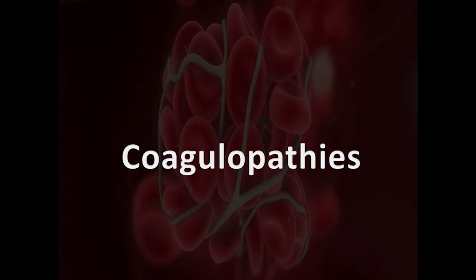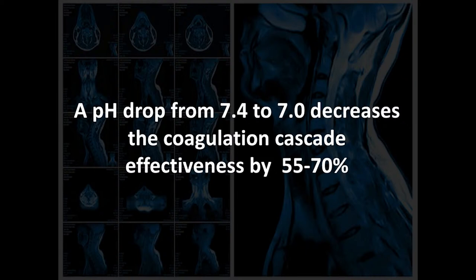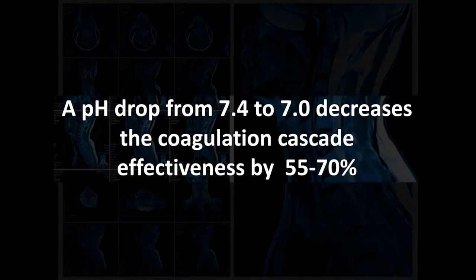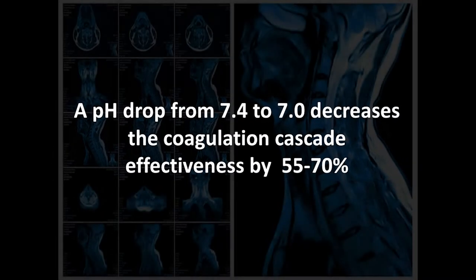What about our coagulopathies? Coagulopathies are huge. We're already bleeding out, we're hemorrhaging, we're losing all those clotting factors. We're then diluting our clotting factors. We're becoming hypocalcemic, which is inhibiting our coagulation factors. And so the key is getting in front of it. It comes down to stopping the bleeding, getting in front of the acidemia. Look at this. A pH drop from 7.4, which is normal, to 7.0 decreases our coagulation cascade effectiveness by 70% at the maximum. That is massive.